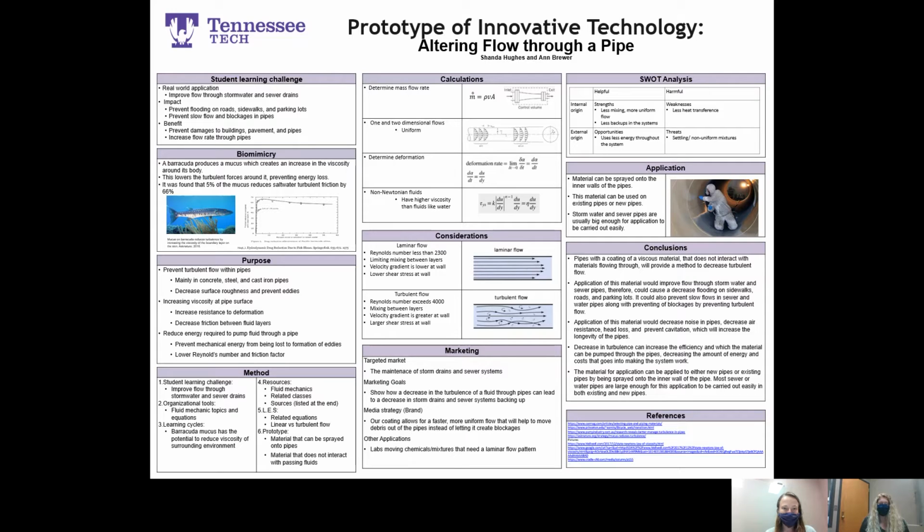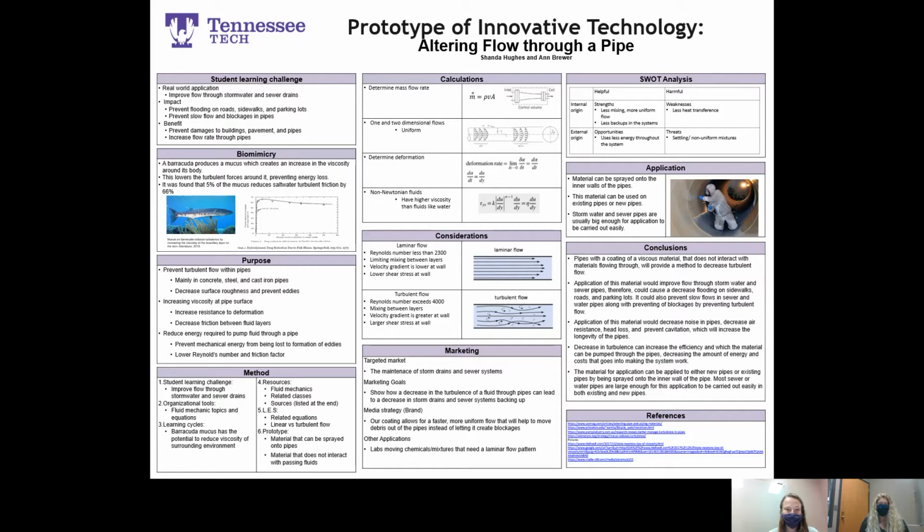We found that mucus a barracuda produces creates an increased viscosity around the fish, effectively lowering the turbulent flow and therefore lowering the energy needed. Most pipes in the storm drain and sewer systems are made out of materials such as concrete, steel, and cast iron, all of which have very rough surfaces which increase turbulence. This also uses energy from the system.